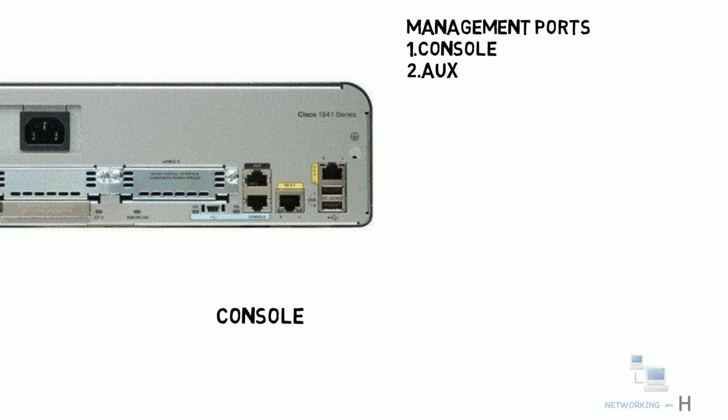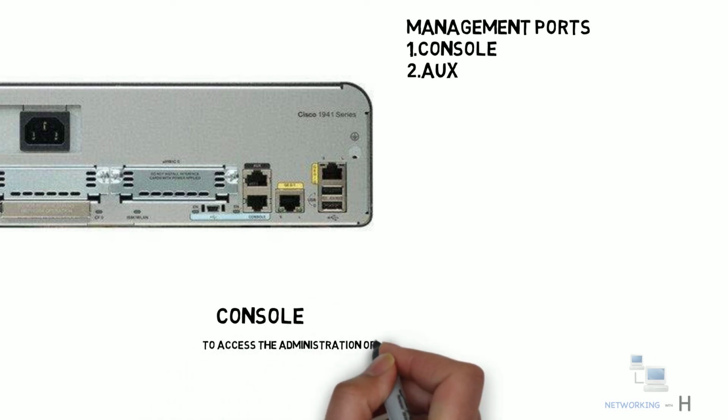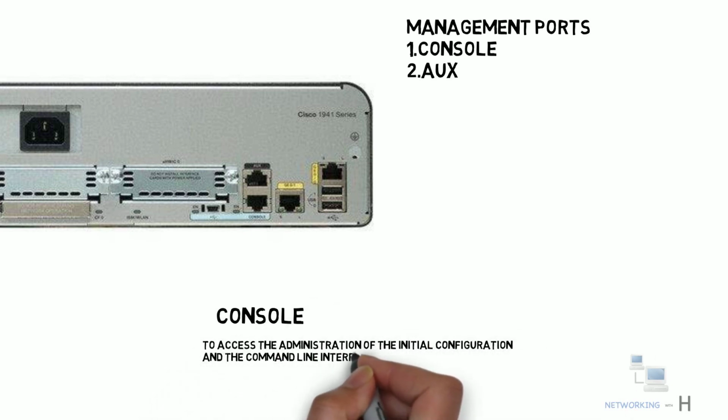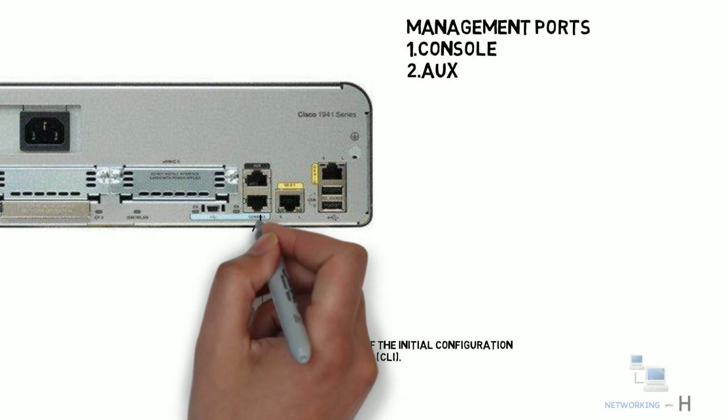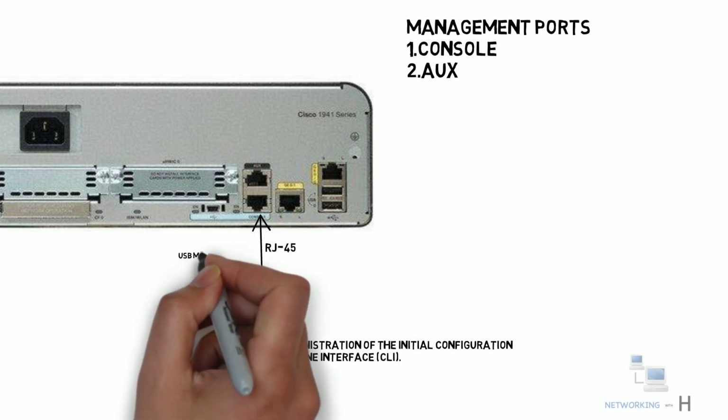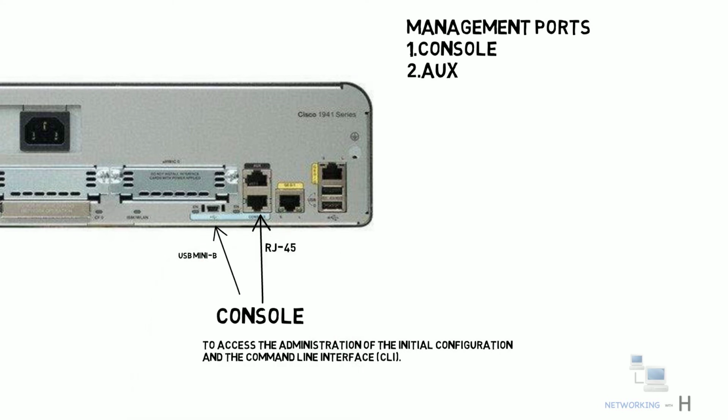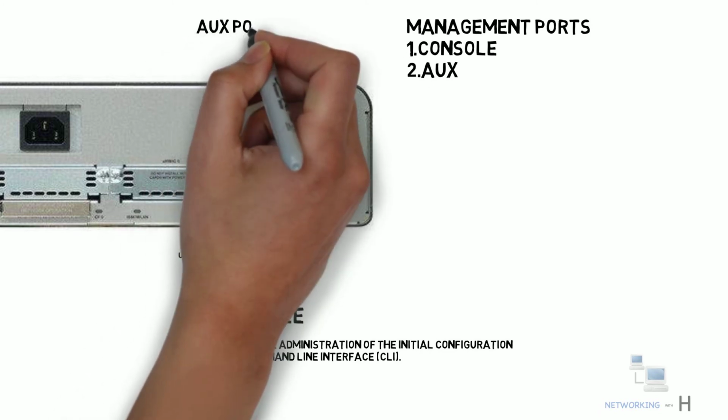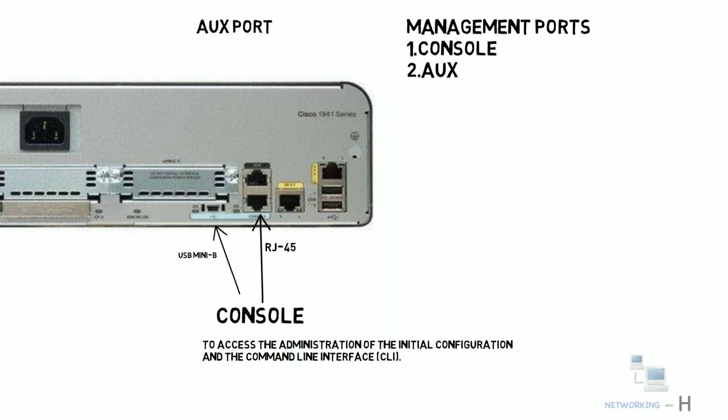Console ports are used to access the administration of initial configuration and the command line interface. There are two types of ports available. The most frequently used port, the common RJ45 port, and a newer type B USB connector, USB mini B. However, the console can only be accessed from one port at a time. Next port is the auxiliary port, an RJ45 port for remote administration access similar to the console port. It is now considered an old port as it was used to support dial-up modems.